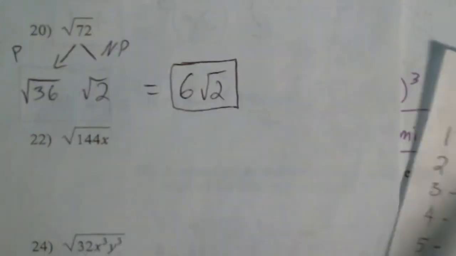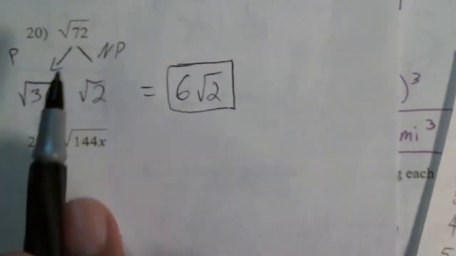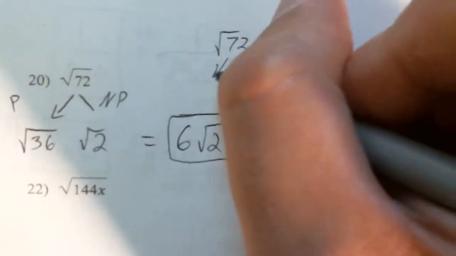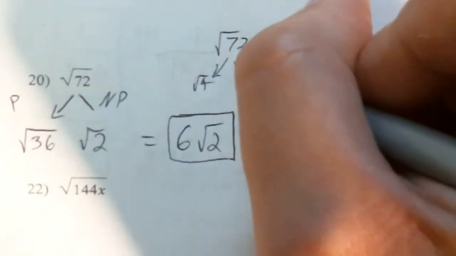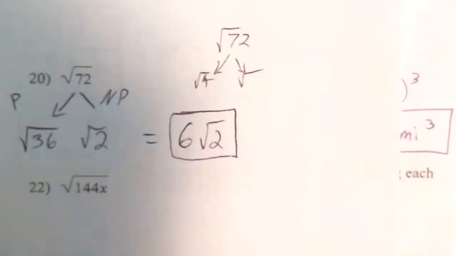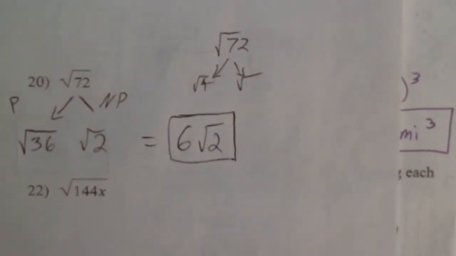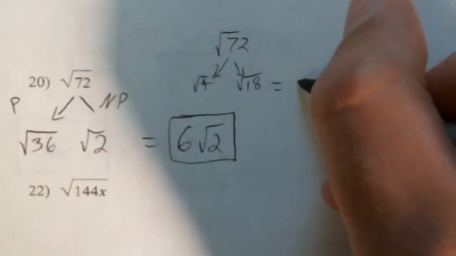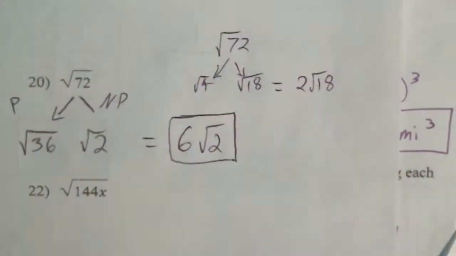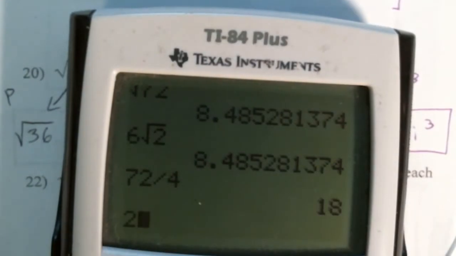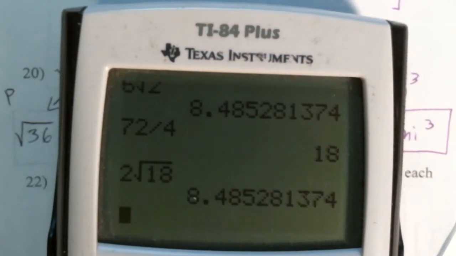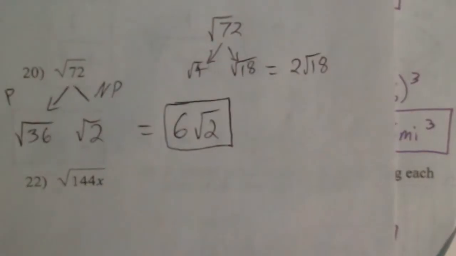Okay? So, for example, let's say you picked 4. Let's say you broke down the square root of 72 into the square root of 4 and the square root of 18. Okay, and then you said that that was equivalent to 2 times the square root of 18. Well, when I check this on my calculator, 2 root 18, guess what? They still match. However, I didn't simplify it all the way.